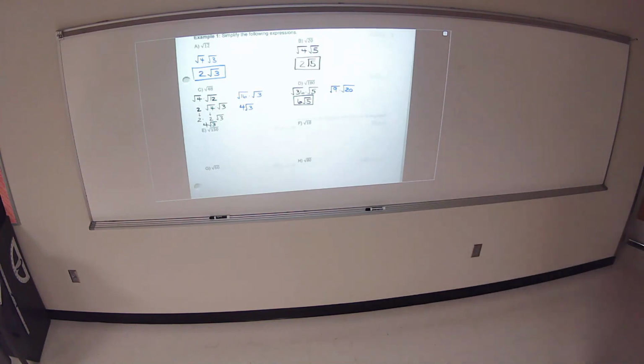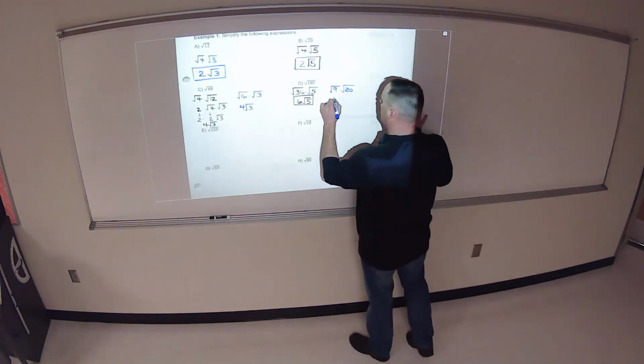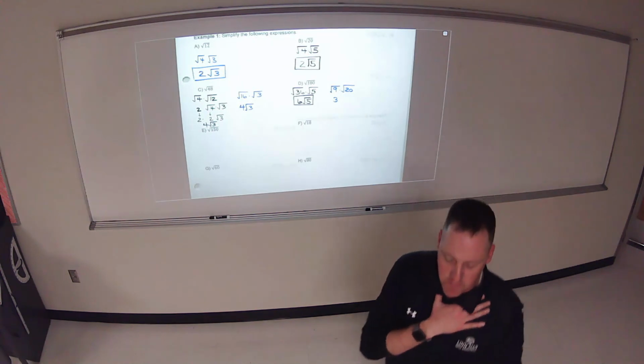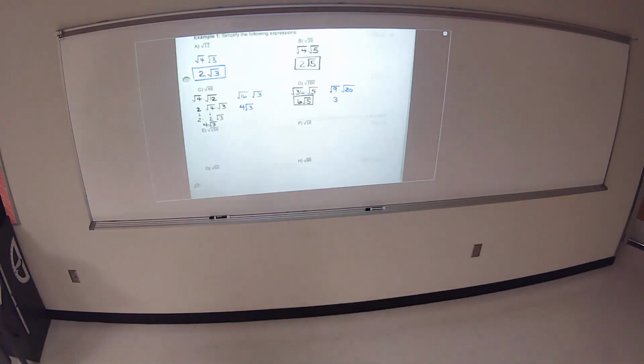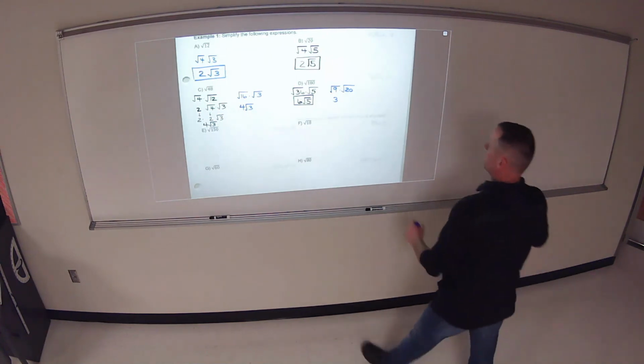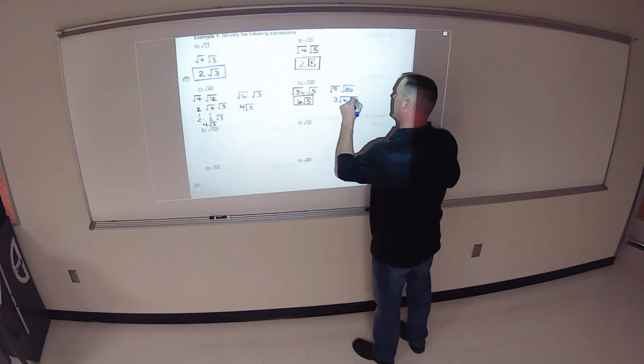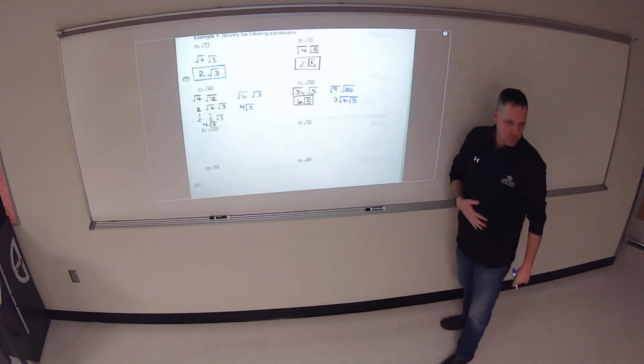Okay, now, what do we know about the square root of 9? It is 3. Okay, is 20 a perfect square? No. Does it contain any perfect square factors? Yes, it does. What divides 20? 4 does. So we're going to break this into the square root of 4 and the square root of 5 behind that.